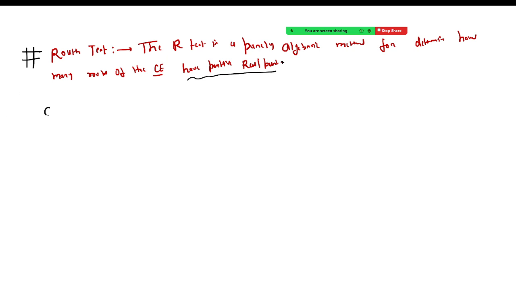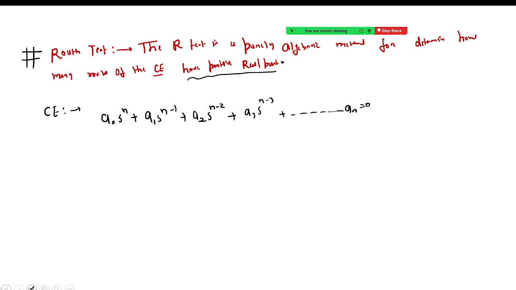So let's say if the characteristic equation is like that: a naught s to the power n plus a1 s to the power n minus 1 plus a2 s to the power n minus 2 plus a3 s to the power n minus 3 plus dot dot, so and so forth, and we will go to an is equal to 0. This is the characteristic equation of a closed loop response you have got, right? So first, all the coefficients should be positive.